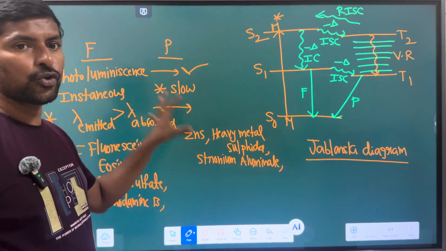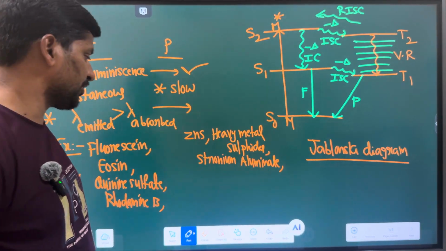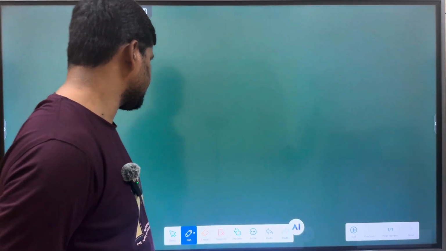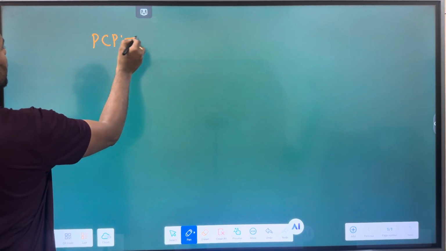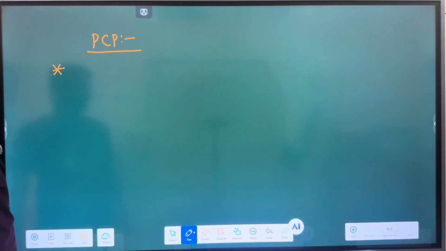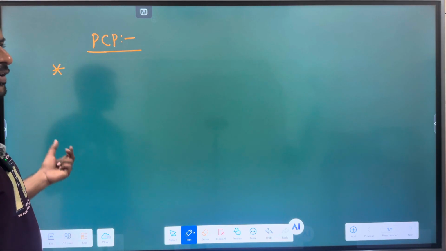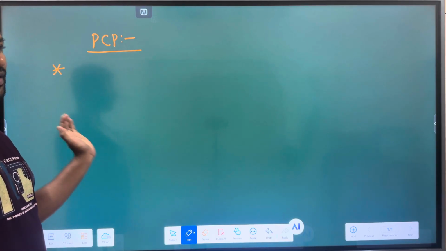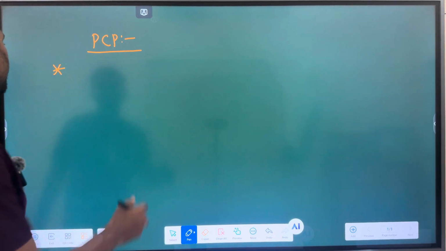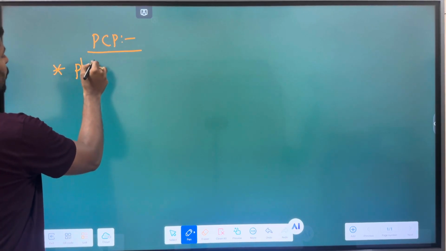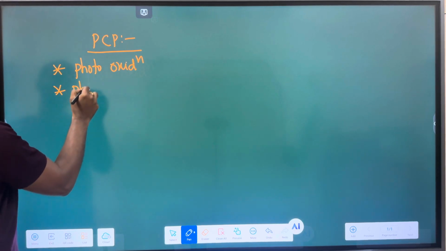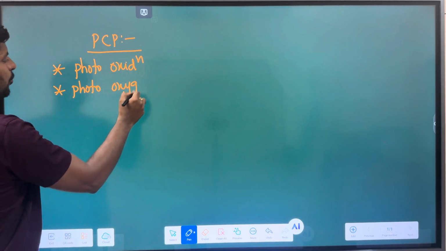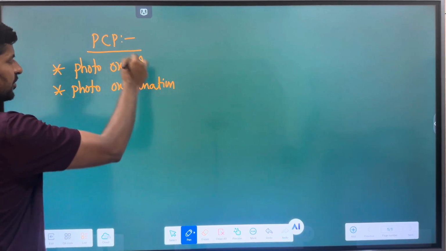Right, this is about various photophysical processes. Next one, photochemical processes. In a photochemical process, the excess energy may not be released in the form of heat or light, but excited molecules may undergo further chemical reaction and give products. The various examples: photo oxidation, photo oxygenation. Anyhow, photo oxygenation comes under photo oxidation only.